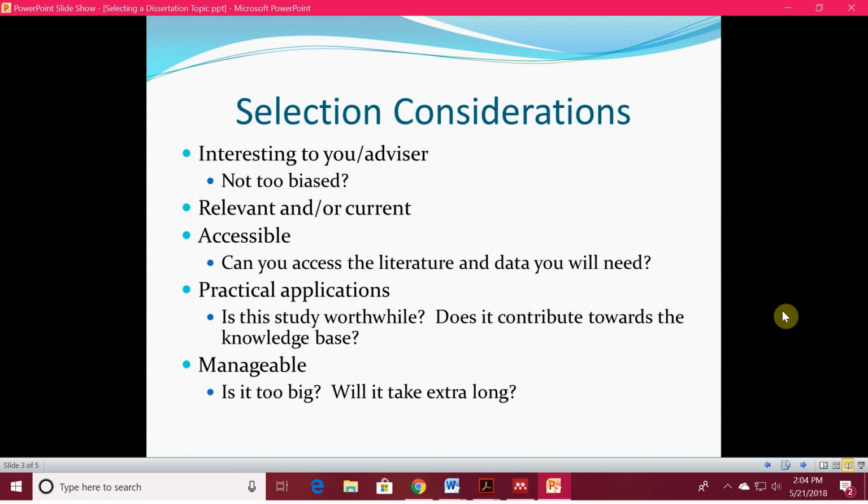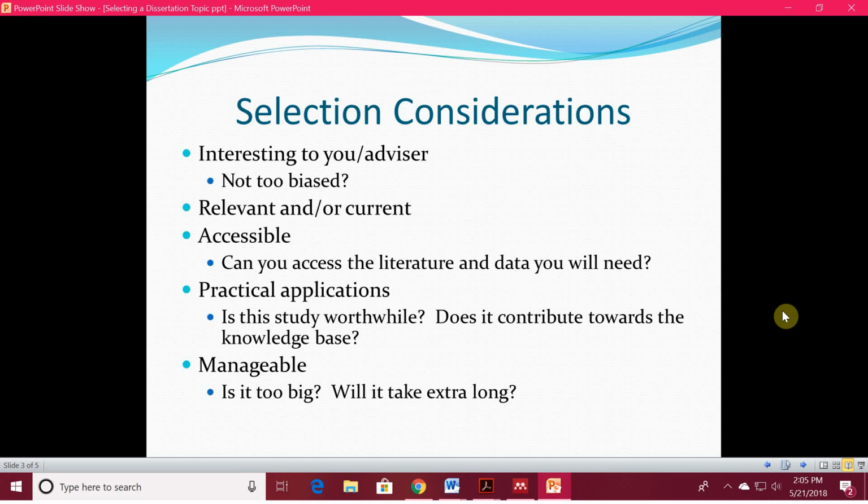Your research needs to be relevant and or current. And by that I mean, does it matter now? Or is it relevant to people today? And it also needs to be accessible. And what I mean by accessible is, can you access the literature you need to be able to conduct your research? Will you be able to get access to the data that you need? How are you going to find those things? So those are things that you'll consider when you're narrowing down your topic. But if you want to write about advancements in space science, is that information classified? So can you access it?